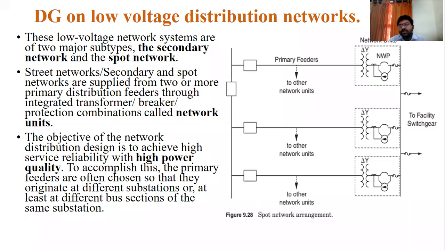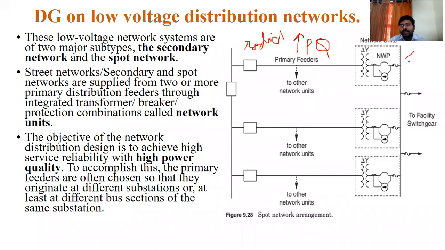What is the objective of this design? This is the radial design. What is the objective of this radial design? To maintain the continuity of the power supply, that means to increase the power quality. To increase the power quality is our main objective. So this is one type of radial network.